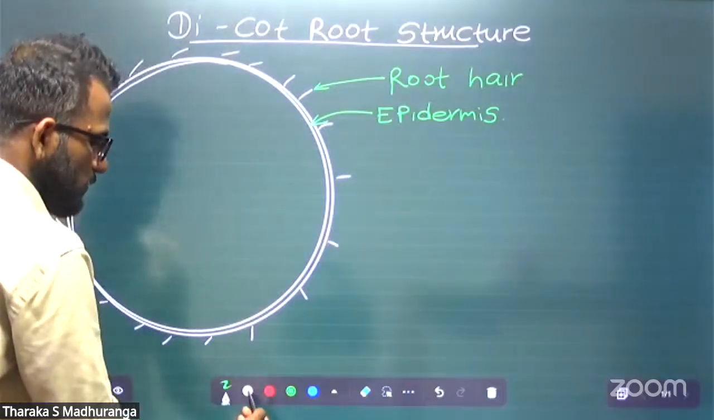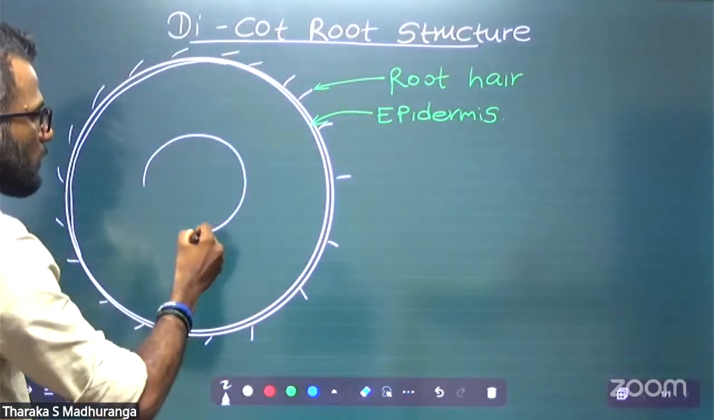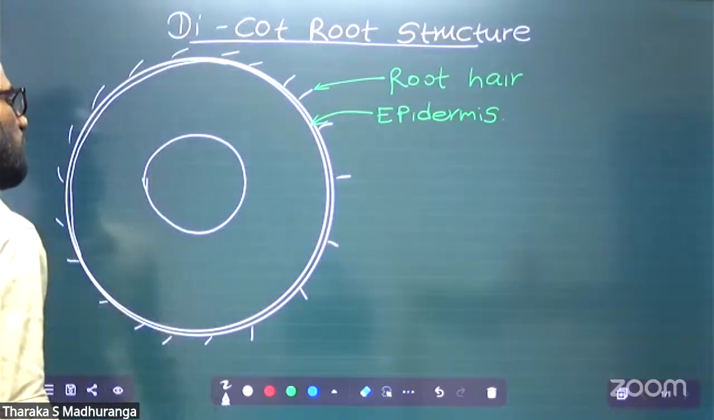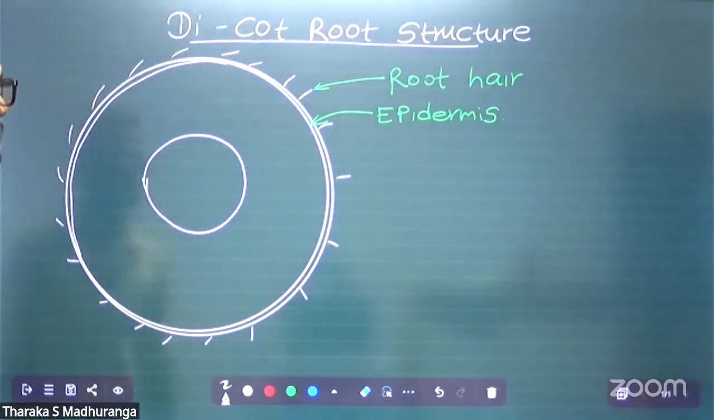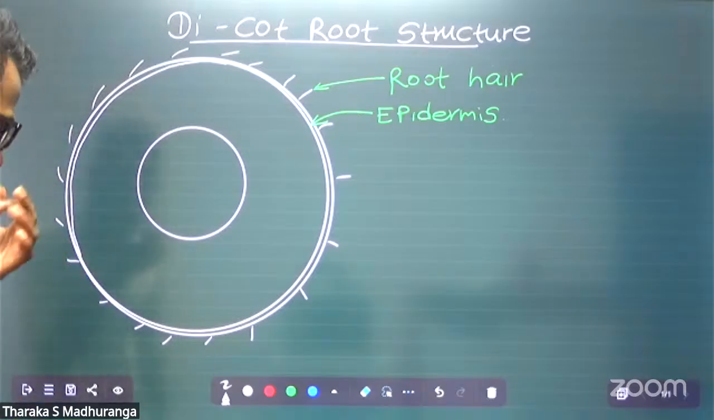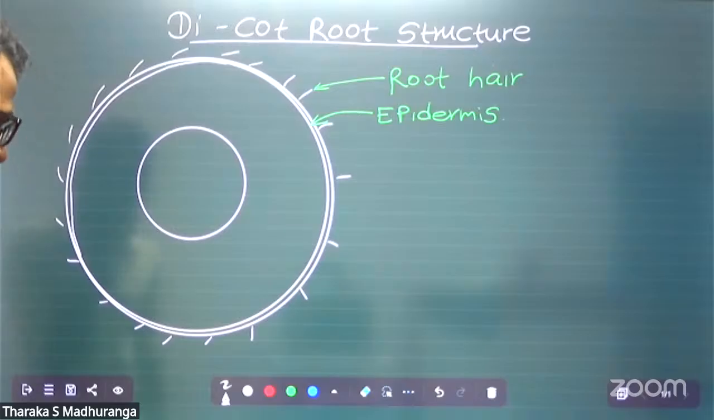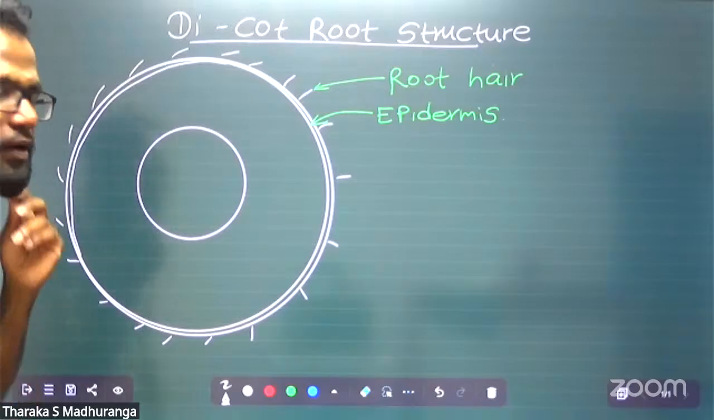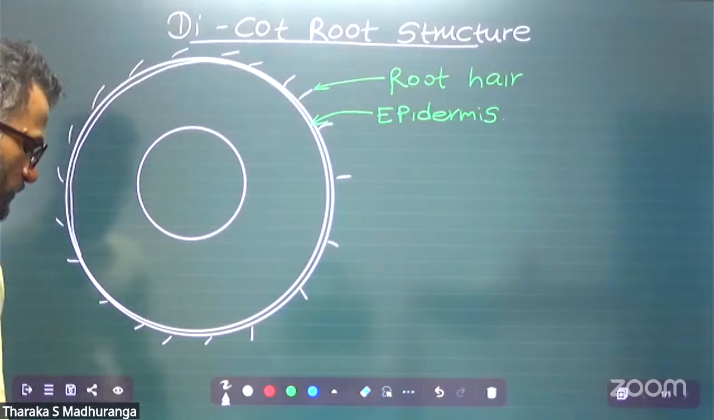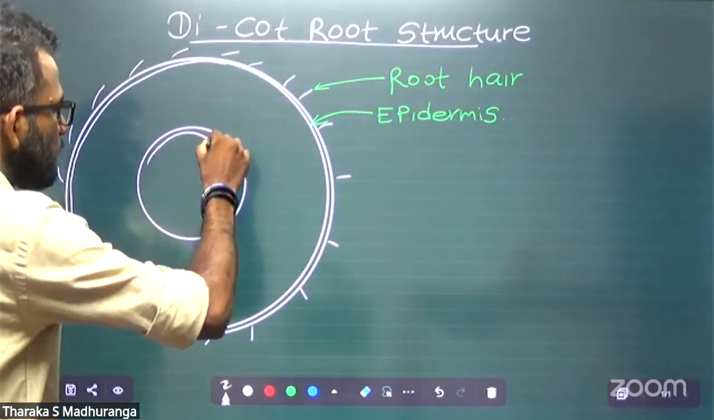Then draw another circle like this. Okay, then another circle inside that.